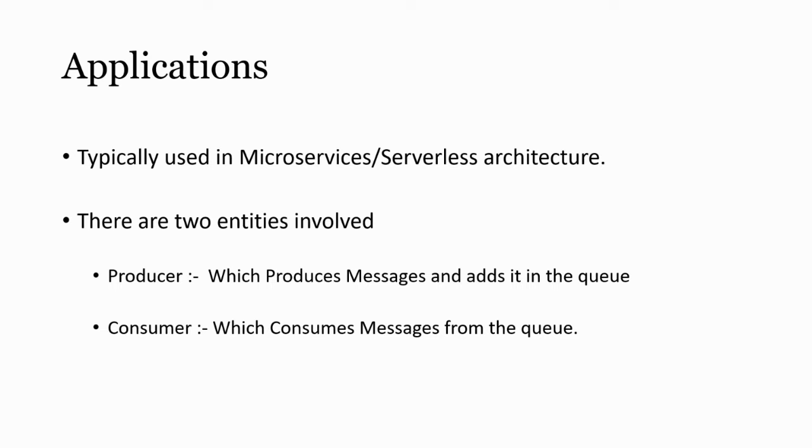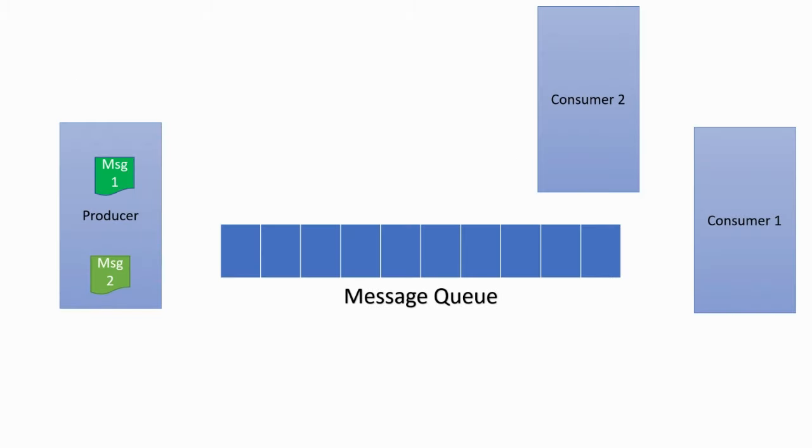And there are three entities, but basically two actors involved. One actor is called the producer, and the other actor is called the consumer. In between them, the message queue comes. The producer is an entity which produces messages and pushes them into the queue. The consumer is an entity which consumes messages from the queue, and once the message is consumed by the consumer, it is deleted from the queue and no other consumer would be able to access the message. That is the important point to remember about message queues.